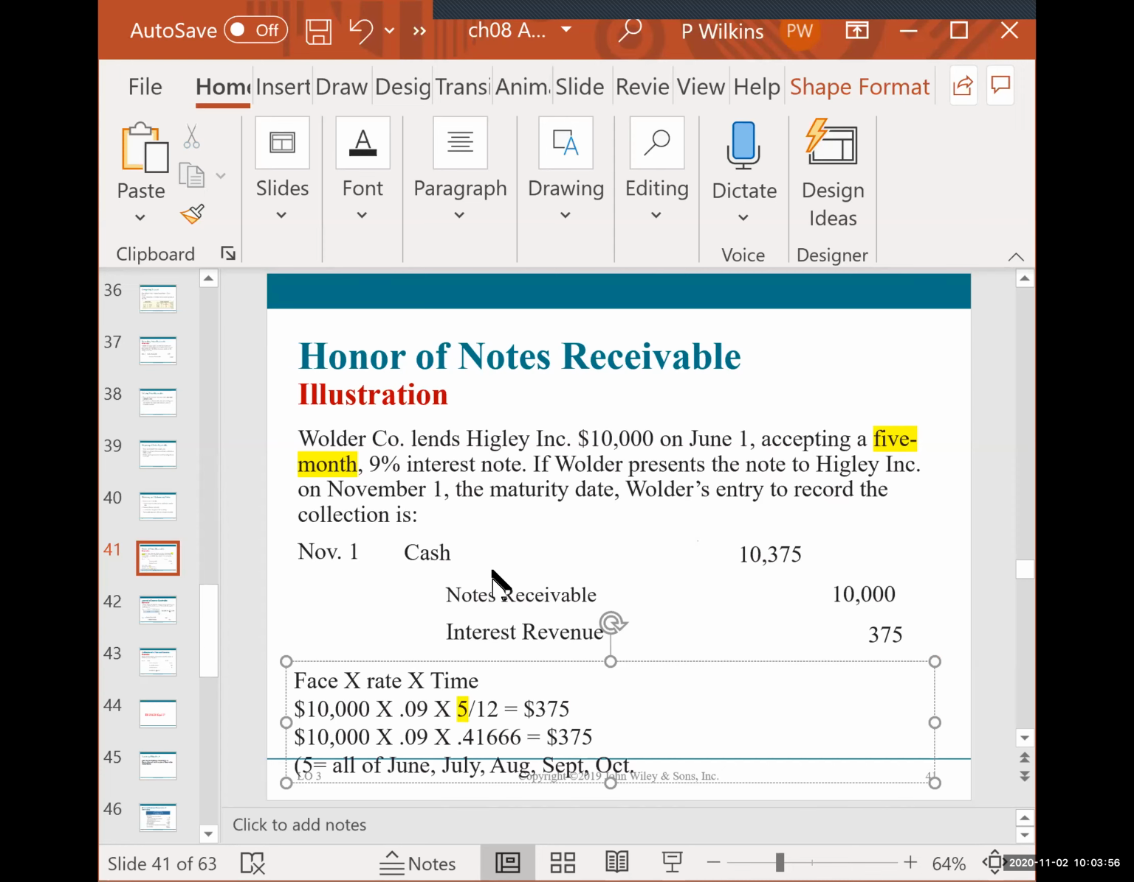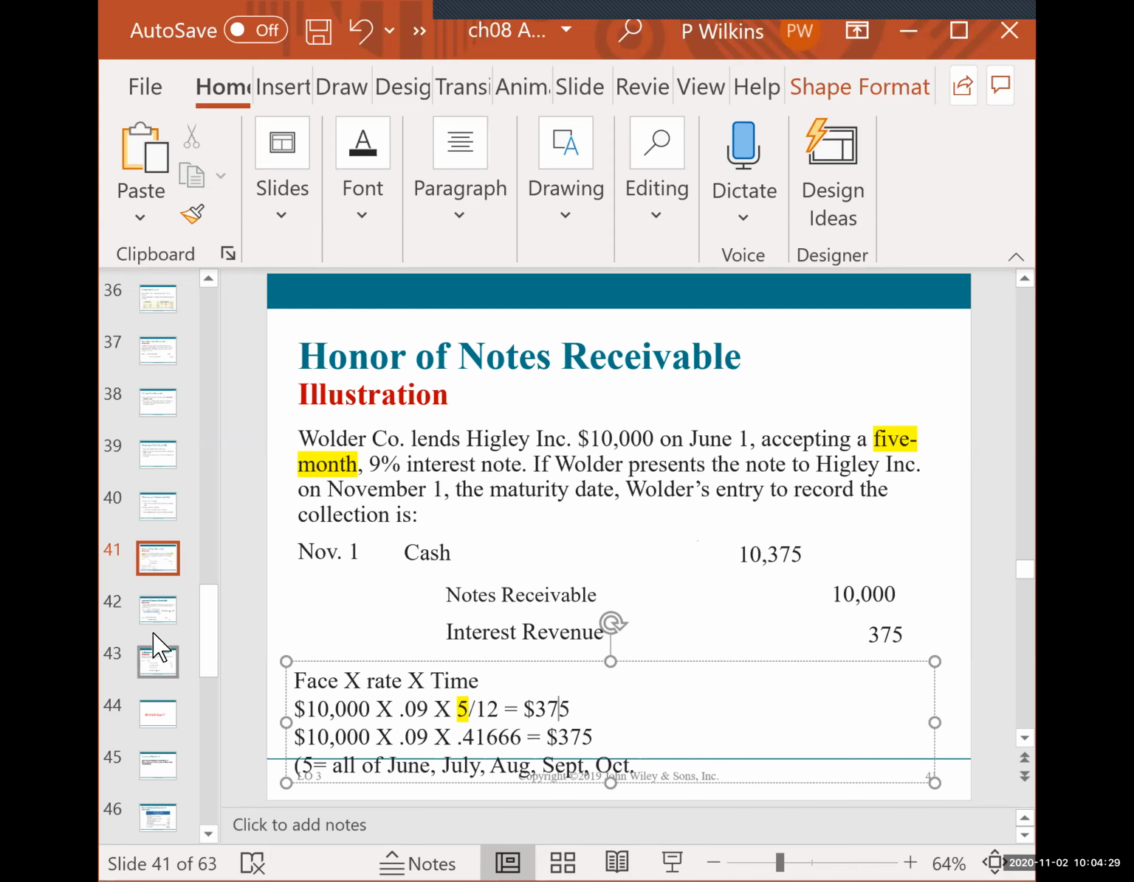So how much money are we getting? We're getting the face value of the loan, which is $10,000, plus we're getting $375 in interest. So we are going to debit cash for $10,375. We're going to credit notes receivable for $10,000. And then we are going to credit interest revenue because we've earned $375 in revenue. Okay. So that's the entry for the honoring of a note that has reached maturity.